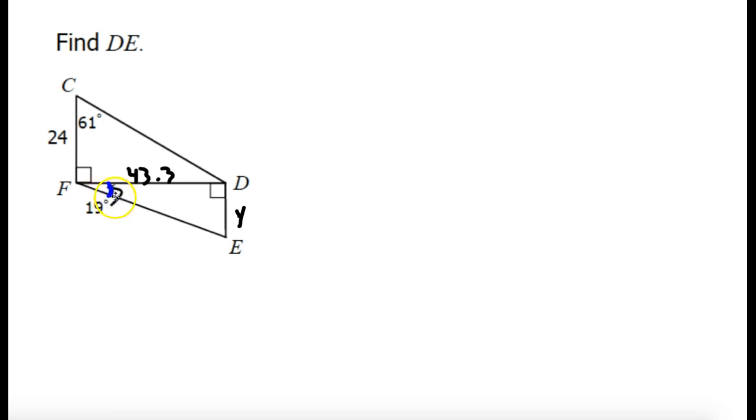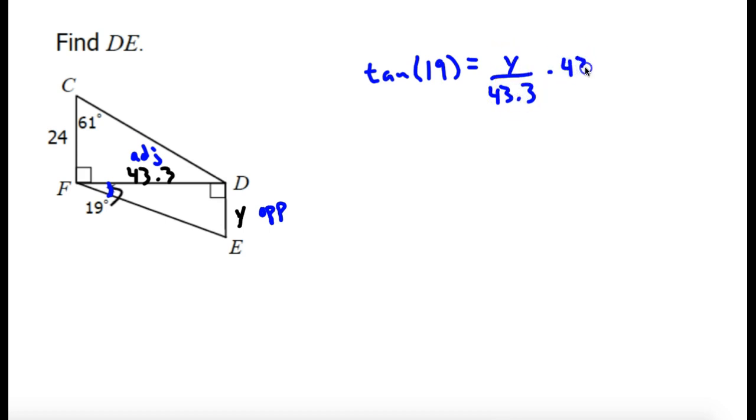Now with respect to this angle, this is opposite and this is adjacent. Opposite and adjacent is tangent. So my setup will be tangent of the angle. Tangent of 19 degrees equals opposite over adjacent. To solve for y, just multiply both sides by 43.3.